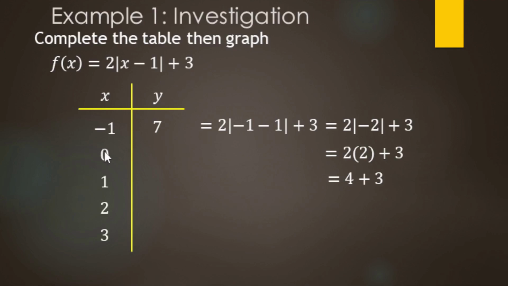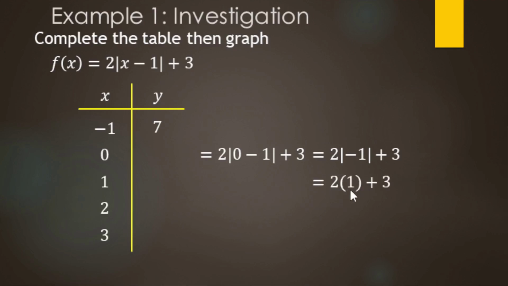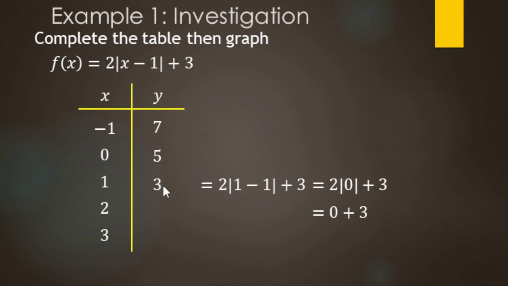So for the next row, we're going to replace the x with a 0. The x now becomes a 0 and do the same thing. Parentheses, grouping symbols, the absolute value part first. So 0 minus 1 just makes negative 1. Absolute value of negative 1 makes a positive 1. 2 times 1 is 2. Plus 3 makes 5. Now we're going to replace the value for the x with a 1. 1 minus 1 is 0. 2 times 0 is 0. Plus 3 makes 3.